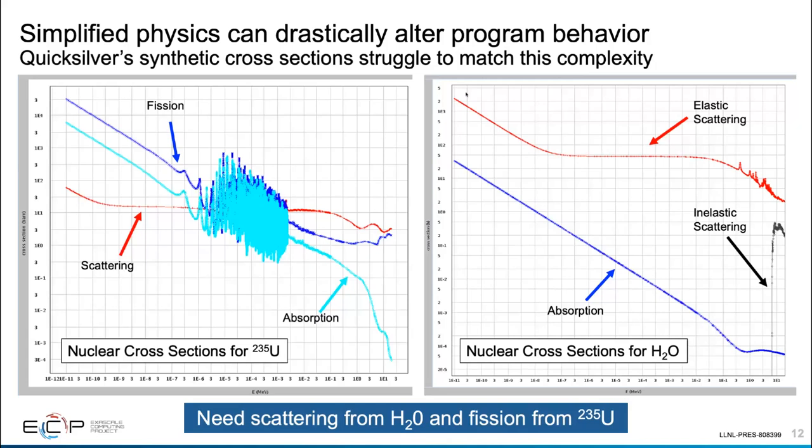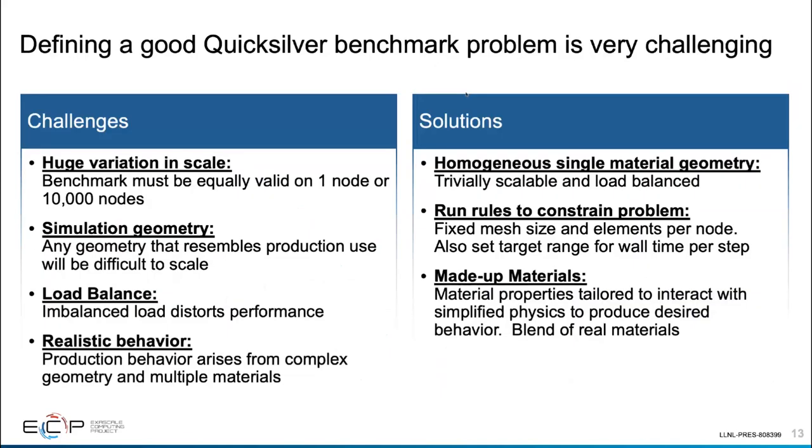So again, faced with the inability to scale the production workloads, we gave up and said, you know what, the only scalable geometry we can think of is a homogeneous single material. That's guaranteed to be scalable, and it's guaranteed to be load balanced.